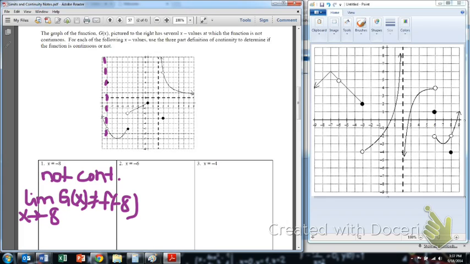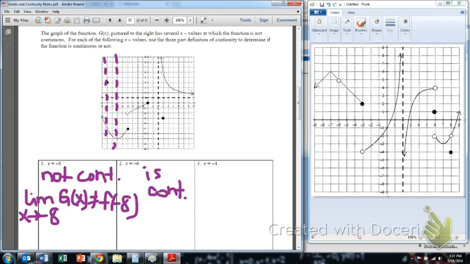Right? At -6, it is continuous. The function's defined there. There is a closed dot there. There is a limit there. And those two things are the same. So it is continuous.